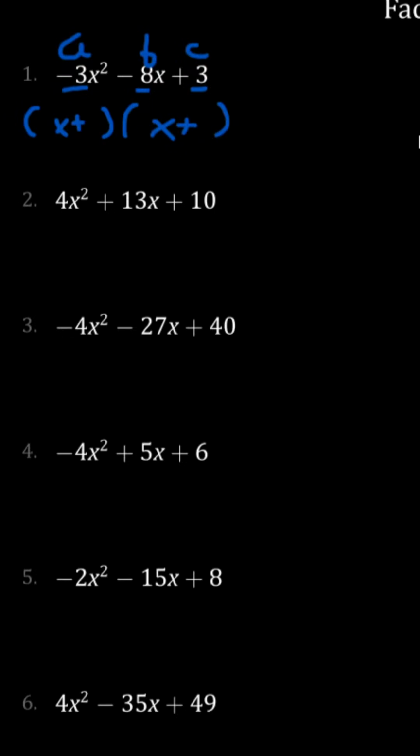Because we know this is 3, we know that 3 has factors of just 1 and 3, so we can assume that it's going to have this so far. And now we just need to find what's going to be in front of these x's.